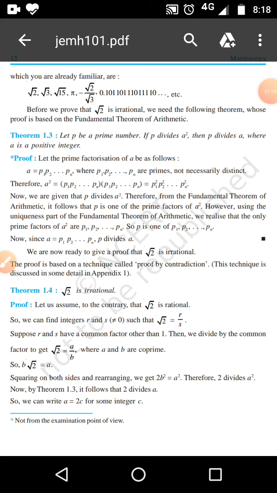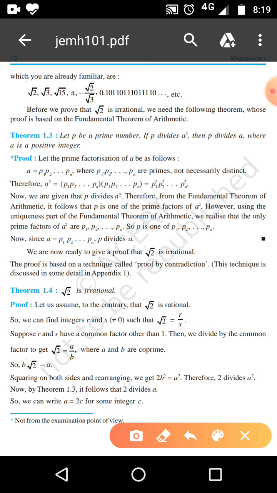Let the prime factorization of a be written as a = p1 p2 p3 ... pn, where p1, p2, p3, ..., pn are n distinct prime factors. Then a square is p1 p2 p3 ... pn multiplied again by p1 p2 p3 ... pn, so this becomes p1 square, p2 square, p3 square, and so on. We are given p divides a square. Therefore, from the fundamental theorem of arithmetic, it follows p is one of the prime factors of a square.